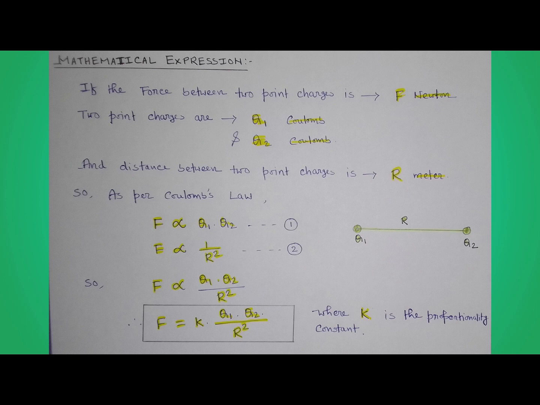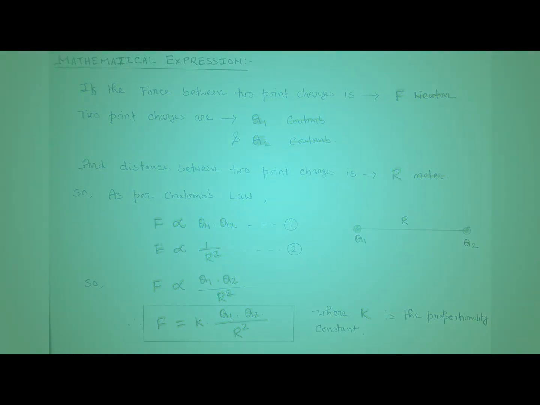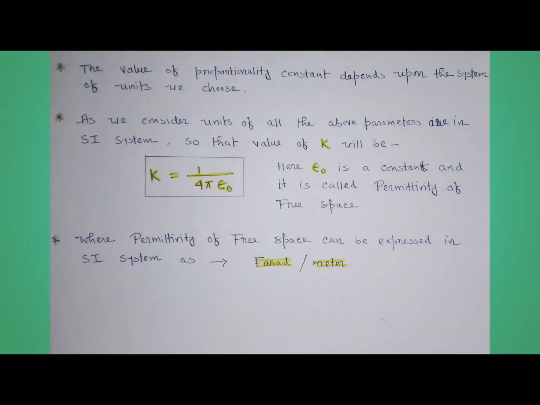So combining these two, that is F varies as Q1 Q2 and F varies as 1 by r square, we can write F varies as Q1 Q2 by r square. Now we can write F equal to K into Q1 Q2 by r square. Here K is the proportionality constant, and the value of the proportionality constant depends upon the system of units we choose.